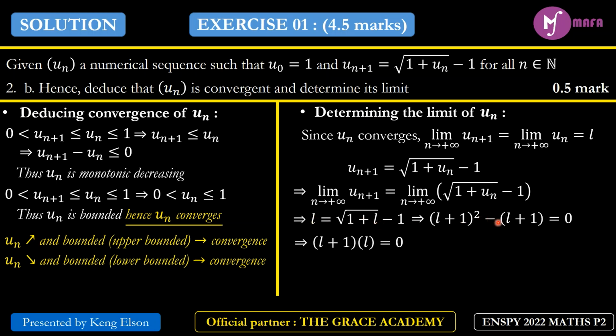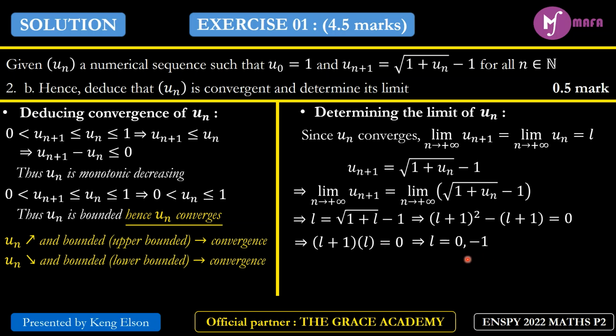We can now subtract L plus 1. We factorize L plus 1. From here, you're going to be left with L plus 1 minus 1. Okay, and you're going to be left with L plus 1 times L equal to 0. So this means L is equal to 0 or L is equal to negative 1.